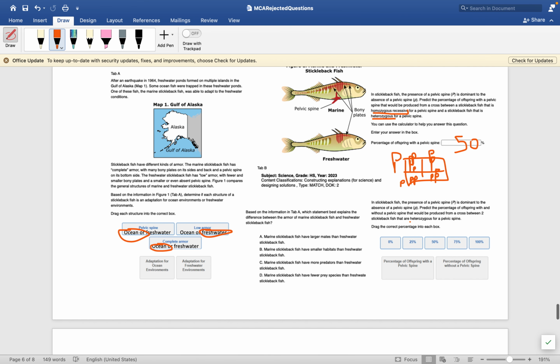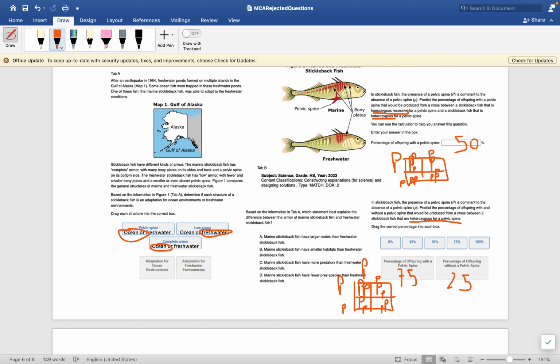Predict a percentage of offspring with and without a pelvic spine that would be produced between fish that are heterozygous. So that's a big P, little p. Okay, so one parent is big P, little p. Second parent is also big P, little p. Okay, this will give me a 3-to-1 ratio. 2 big P's, big P, little p, big P, little p, and then 2 little p's. So pelvic spine, 75%, and then without would be 25.